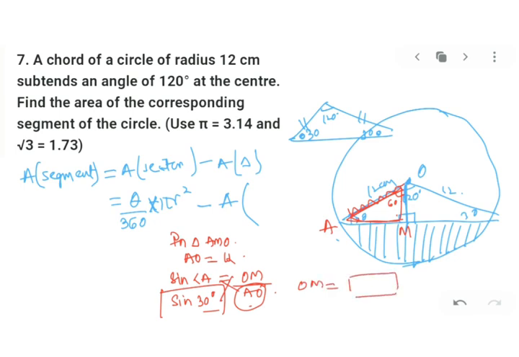Got my point clear? Once you get OM, my dear kids, you can use another trigonometrical ratio in the same triangle AMO, where the hypotenuse is given. If you want to find AM, you can go for cos angle A is equal to AM, that is base, upon hypotenuse, that is AO.